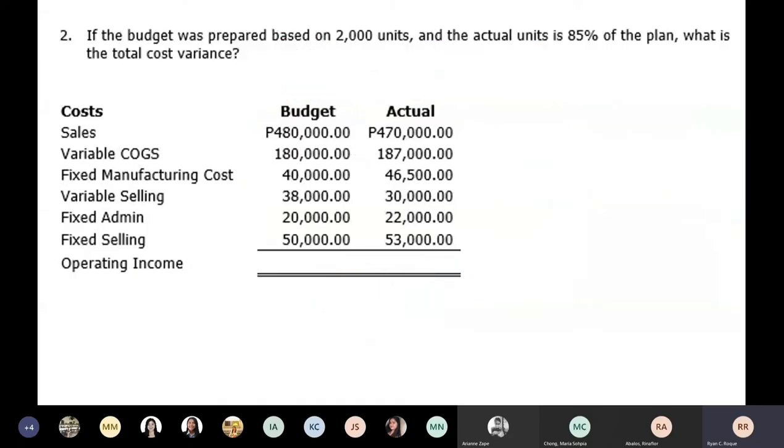So, let's go to number two. Okay? So, this time, 2,000 units ang actual. So, pang 2,000 to. And the actual, this one is, ang 2,000 ay yung budget natin. So this one is for 2,000 units. But the actual is 85% of the plan. So this is 1,700. So again, hindi comparable. So that's why you have to prepare your flexible budget. Okay? Gawa tayo ng flexible budget natin.